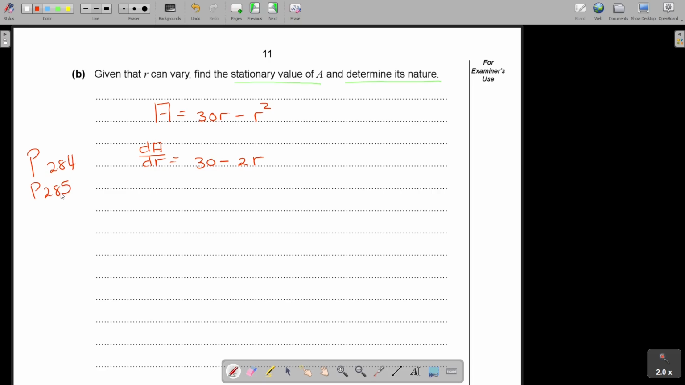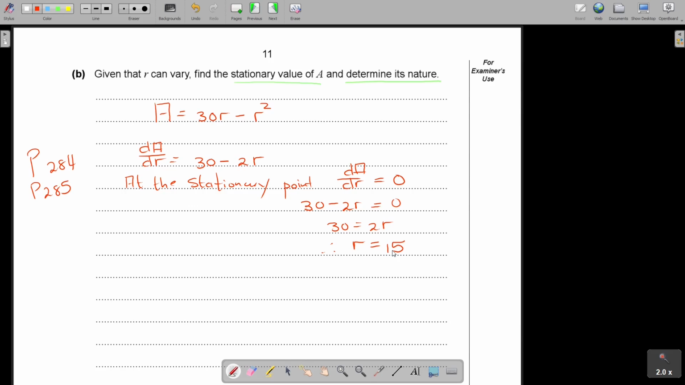And then I'll come now to the nature of the point. So at the stationary point, dA over dr will be equal to 0. So basically, this derivative will be equal to 0. So 30 equals 2r. So therefore, the value of r will be equal to 15.